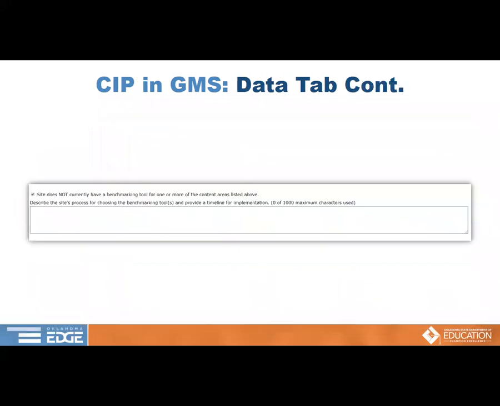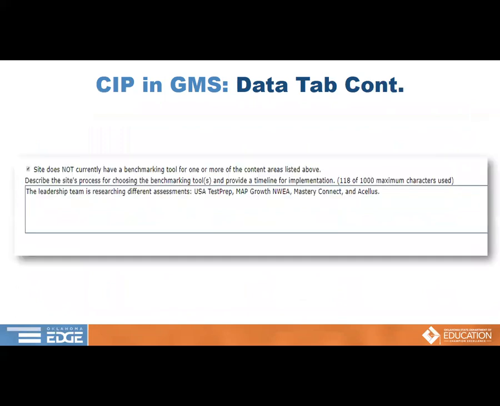Also on the Data tab is a narrative box to provide details regarding why a site may not have a benchmarking tool for reading, mathematics, and/or science. Check the box to open the narrative box. Sites are asked to describe how the site will choose a benchmarking tool and when the tool will be implemented.